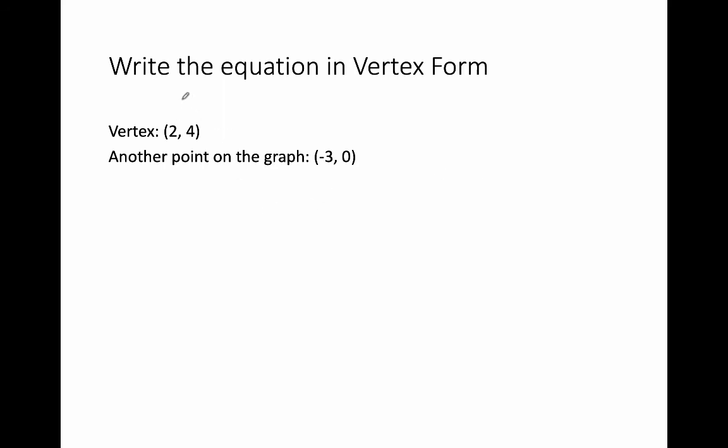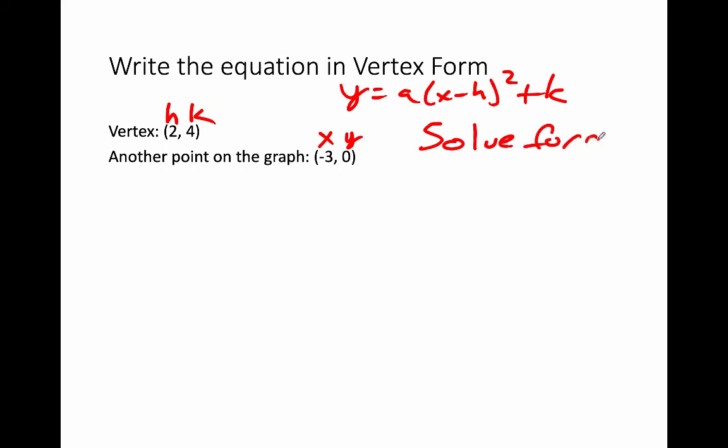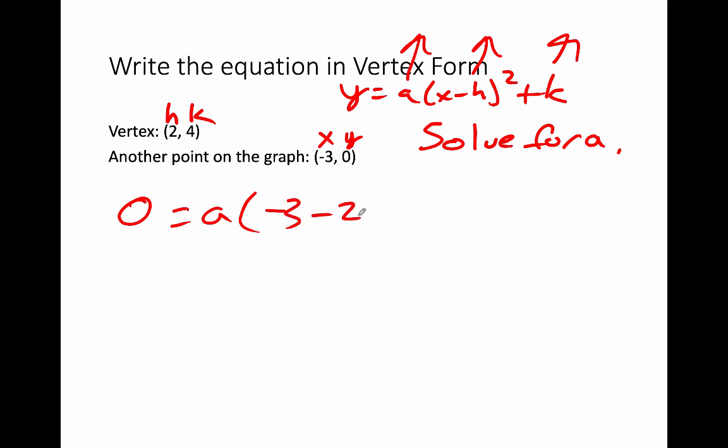Last thing for today. We're going to write an equation in vertex form. Y equals a times x minus h squared plus k. I need an h and a k. That's the vertex. I know an x and a y. I will solve for a. Your final answer needs an a, an h, and a k. So I'm going to go y equals a times x minus h squared plus k. I find people forget the squared. You're so focused on plugging in, you forget to square.